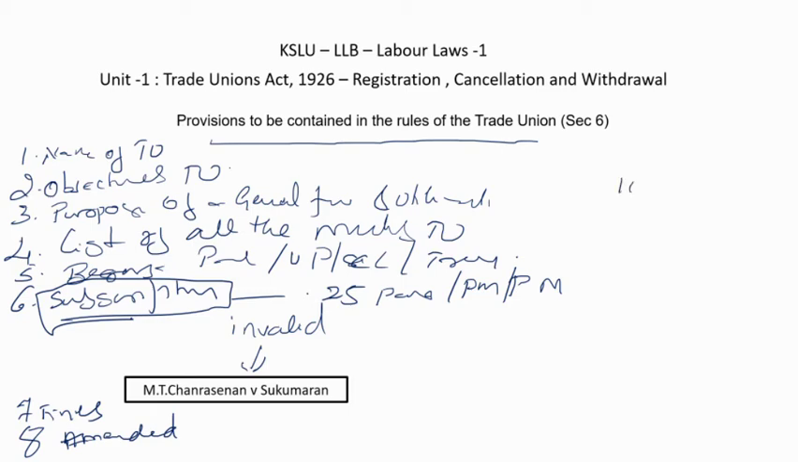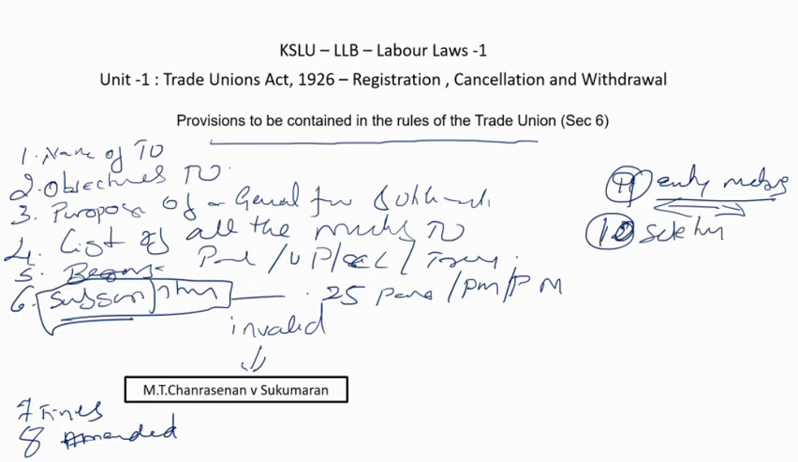And then entry of members: how each member will be given a membership status, what is the subscription fees, the process of selecting members, etc. should be mentioned in the rules of a trade union. And then selection of executive committees, the president, vice president, secretary, treasurer, etc. How they will be selected, what is the process of election, also should be maintained in detail in the rules of a trade union.